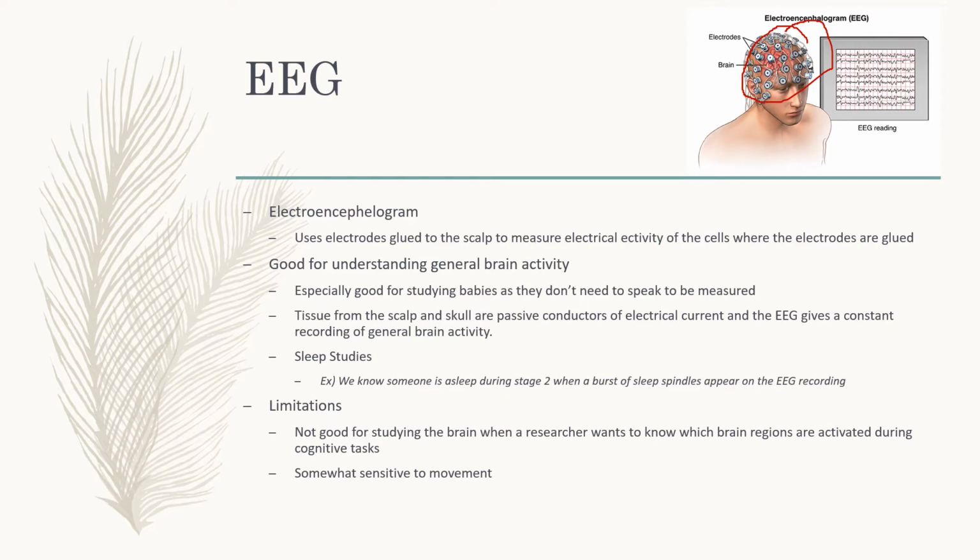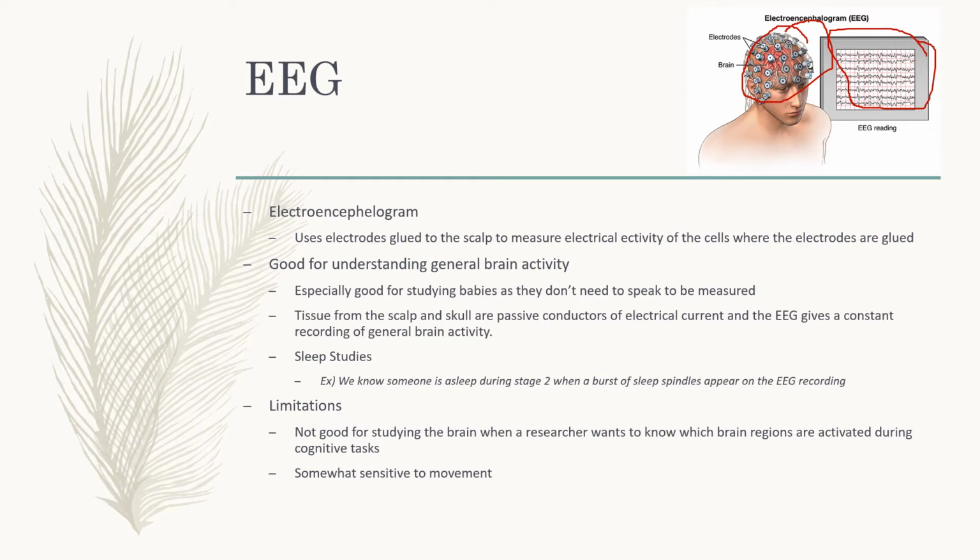It's also good for sleep studies. So for example, the stages of sleep, we know someone is asleep during stage 2 when a burst of sleep spindles appear on the EEG recording. And the spindles are these little lines right here, which tell us the nature of someone's sleep.